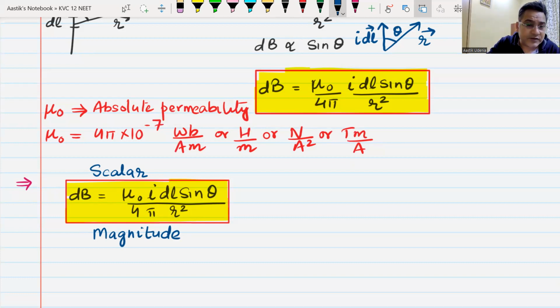Now if there is a scalar equation of magnetic field, then the next question that comes to our mind is: is there a vector equation of magnetic field? And the answer is yes, definitely yes. There is a vector equation of magnetic field as well, and in vector form it is written like this: dB vector will be equal to mu naught into I dl vector cross r vector. So there is a cross product here, divided by 4 pi divided by r cube.